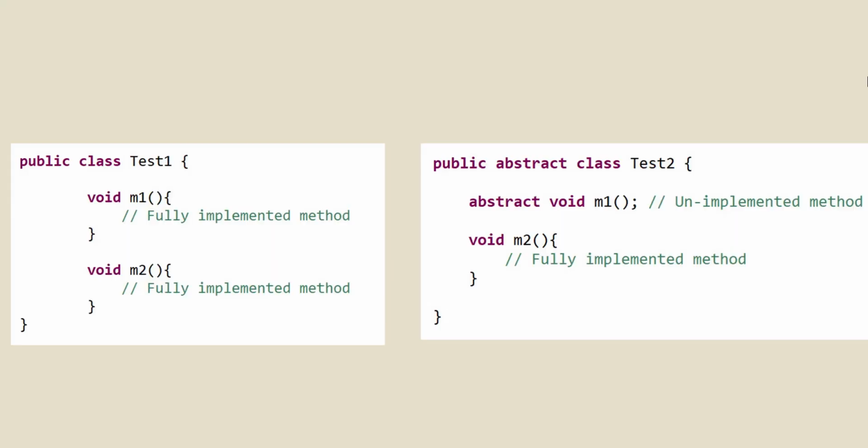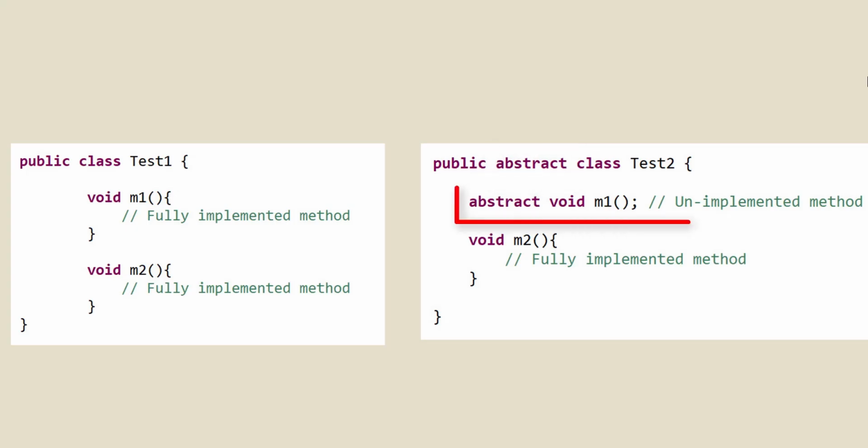So towards the left hand side, we have the test1 class, which is a normal Java class which contains two methods m1 and m2, and both m1 and m2 have the body. That means both methods are implemented ones in the normal Java class. Towards the right hand side, we have the abstract class test2. So this test2 class I have created with the keyword abstract. That means this test2 class is the abstract class in Java.